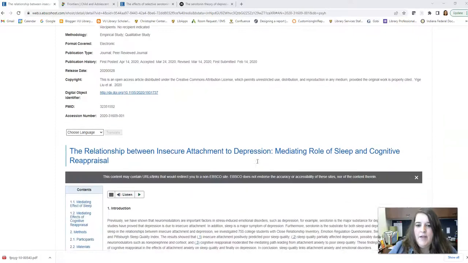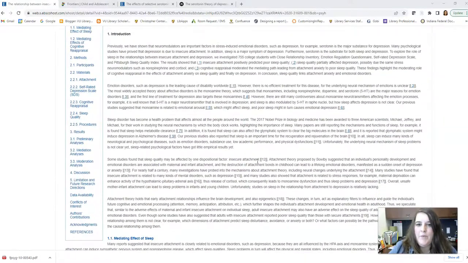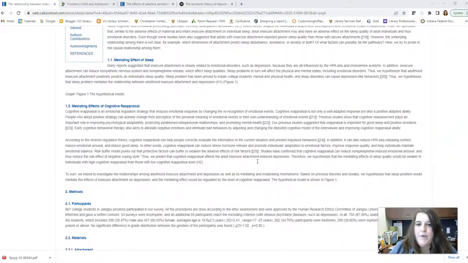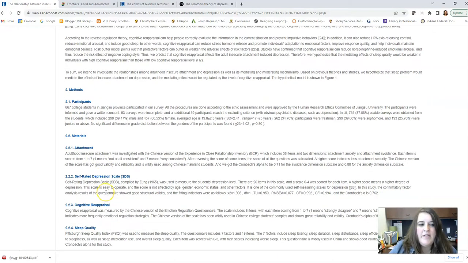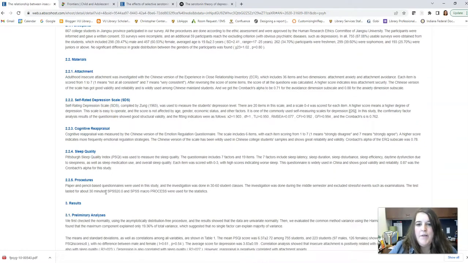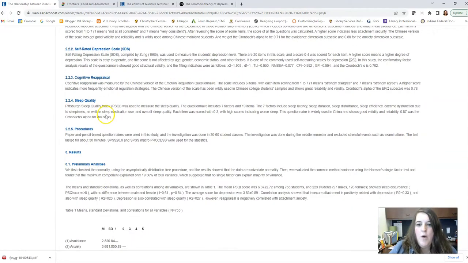So I pulled up an example of an original research article, and some ways that I can tell that this is an original research article is that I'm being shown that there's a methods section, and I'm also being shown that there's participants and who the participants are, the materials that they're using. It's going into a lot of detail about what they're doing.